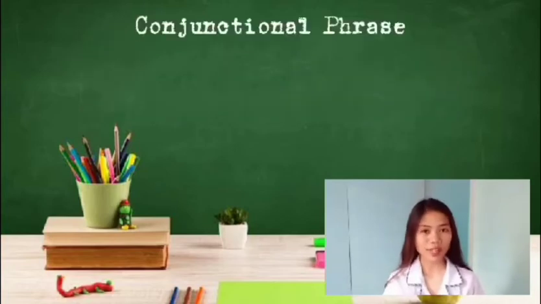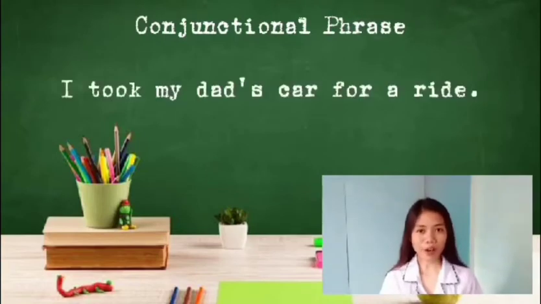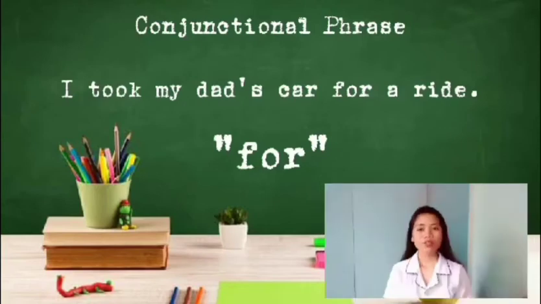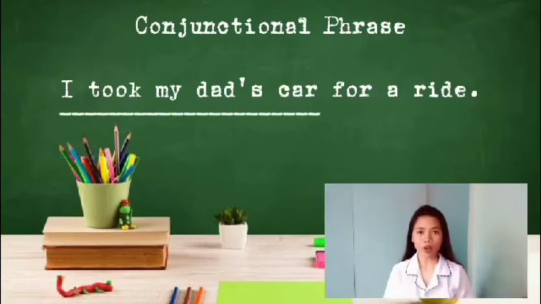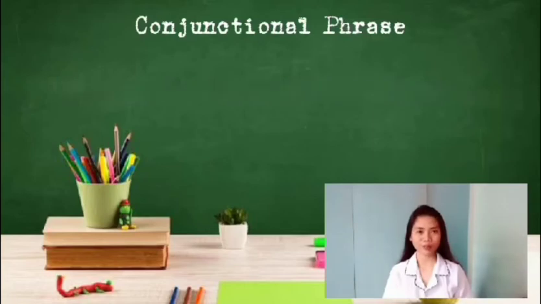Take a look at this example. I took my dad's car for a ride. The conjunction used is for. The clause I took my dad's car and the phrase a ride becomes a complete sentence because of the help of the conjunctional phrase for, in which it conducts the function of combining these two to become one. Hence, I took my dad's car for a ride is a conjunctional phrase.